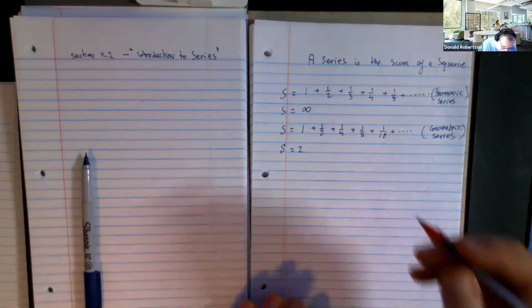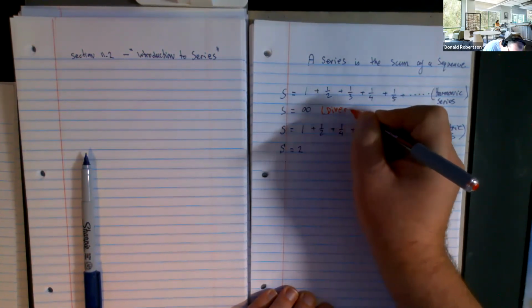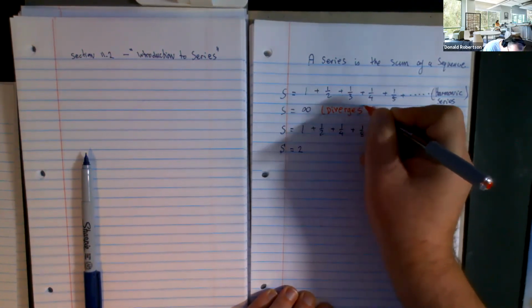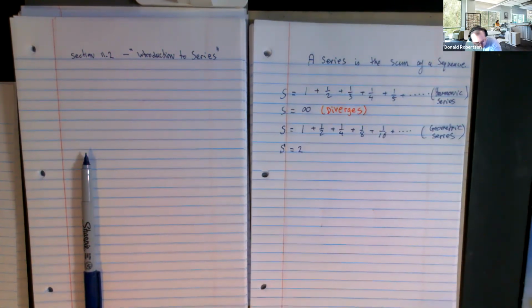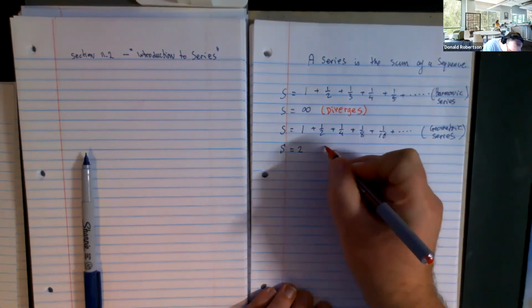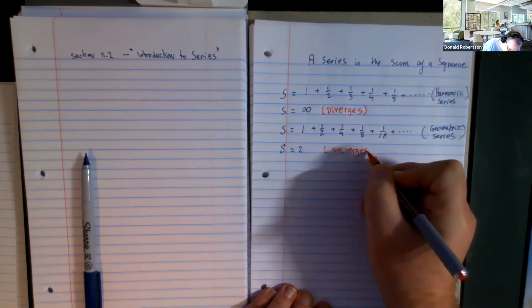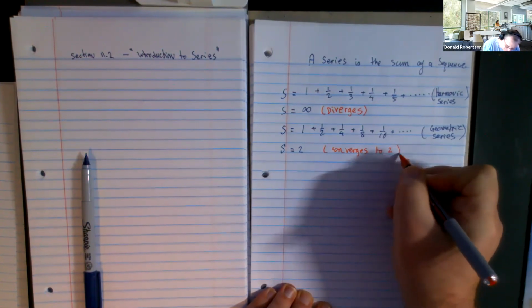And we use jargon expressions. When the answer is infinite or undefined in some way, we will say that the series diverges. You don't even mention the number infinity. You just say it diverges. And when it is equal to a number, in this case 2, you will say that it converges to 2.